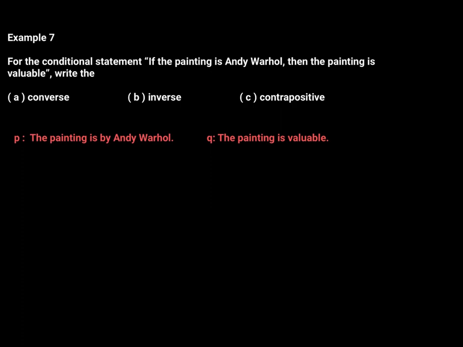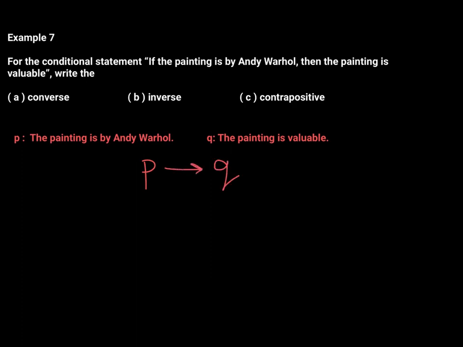We have this statement: if the painting is, you know what, up here, folks, I forgot the word by. Can I insert that? I'm not sure. I hope I read it correctly, but let me just add it really quickly. Make sure you have it in your notes. There we go. If the painting is by Andy Warhol, then the painting is valuable. All right, very good. The statement that they gave us is if P, then Q.